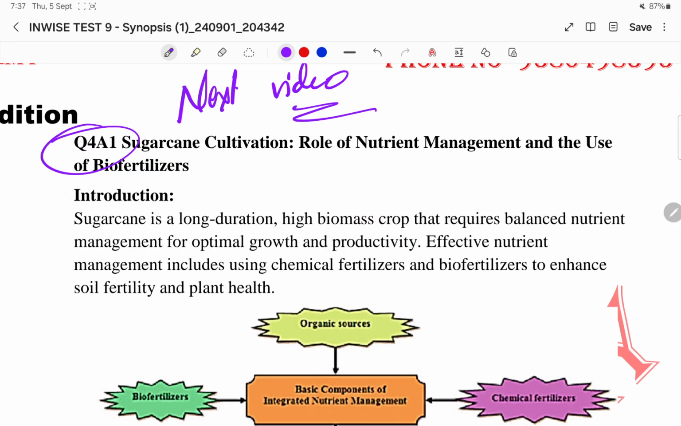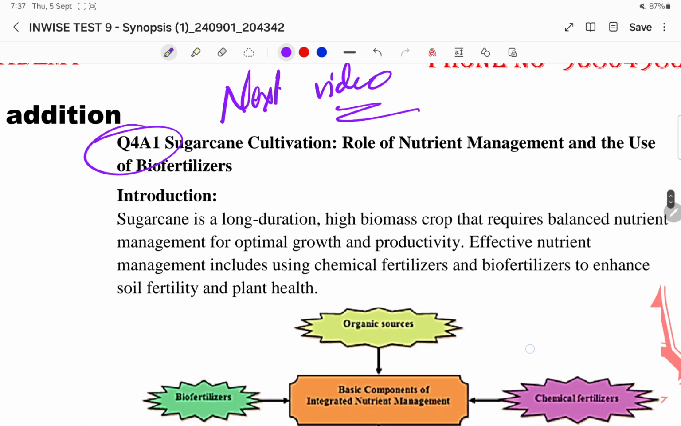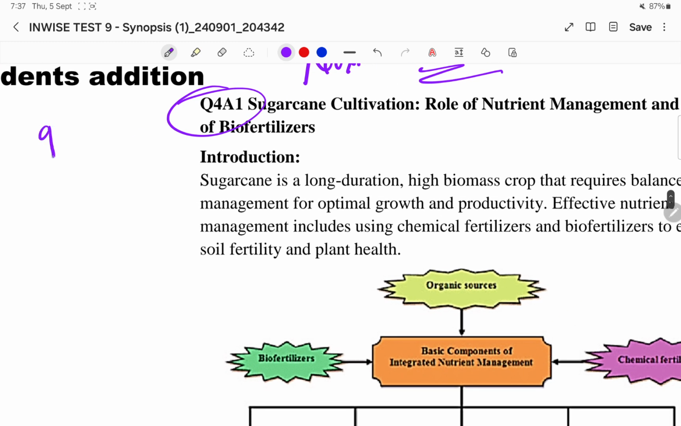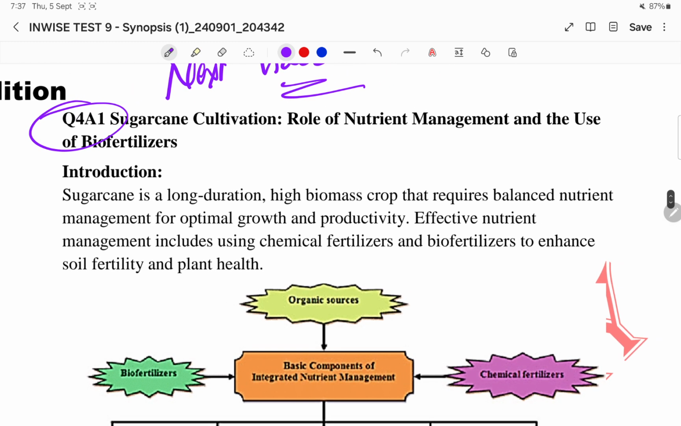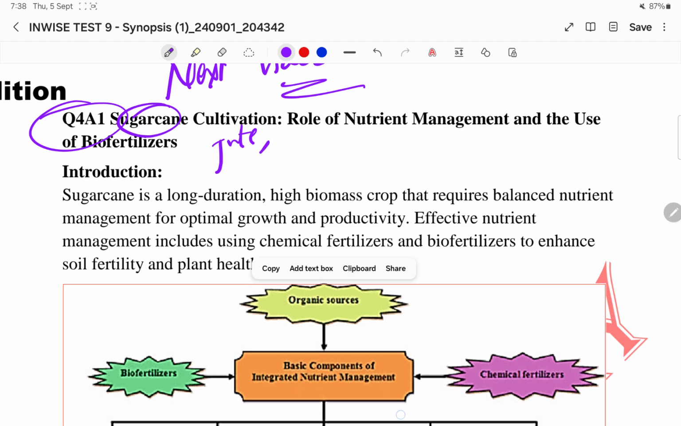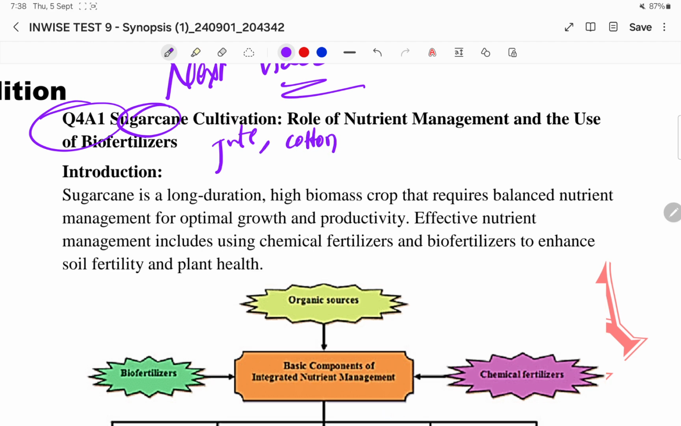So, okay, come to question number 4. I think last year they asked about groundnut, with special practices, nutrient management and all. On the same lines, you can expect a question on sugarcane or jute, or some other crop like cotton, etc.